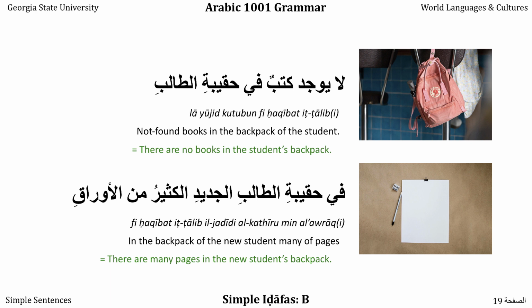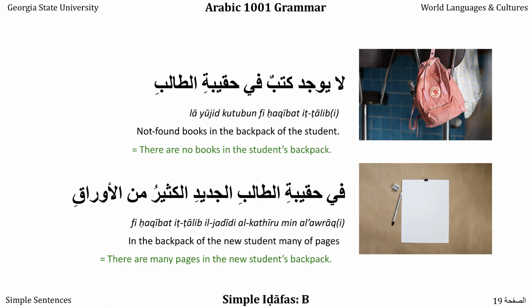We can say, La yujad kutubun fi haqibati talibi. Now here, haqiba, the first word in the iḍāfa, gets a kasra, and the reason it gets a kasra is because it's no longer in the marfu' case by default, because it follows a preposition, and words that follow prepositions are always in the majrur case. Haqiba is in the majrur case because it follows a preposition. At-talib is in the majrur case because it's a non-first word in an iḍāfa. So, La yujad kutubun fi haqibati talibi means not found books in the backpack of the student, or there are no books in the student's backpack.